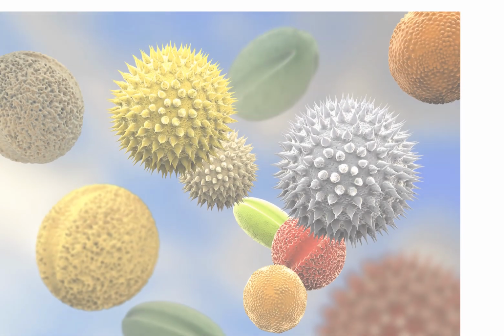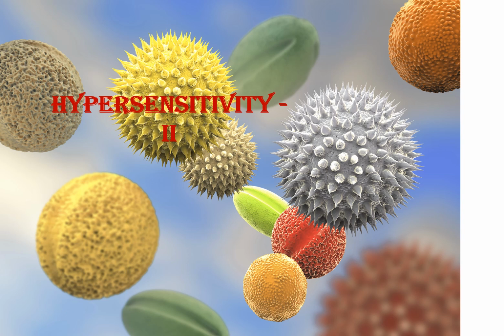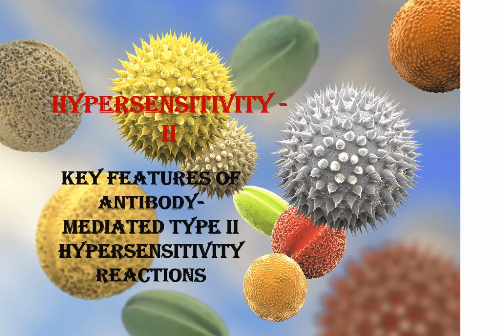In this video we will be understanding the key features of the antibody mediated type 2 hypersensitivity reaction. So what is hypersensitivity type 2? Also known as cytotoxic hypersensitivity, it is one of the four types of hypersensitivity reaction. It involves immune responses specially mediated by antibodies, particularly the IgG and IgM antibodies. These antibodies are directed against antigens present on the surface of the cell or tissue.